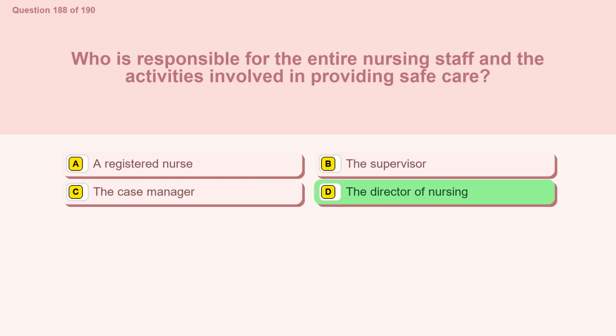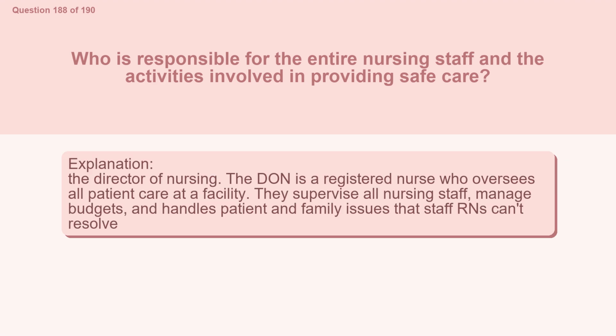The correct answer is Option D, the director of nursing. The DON is a registered nurse who oversees all patient care at a facility. They supervise all nursing staff, manage budgets, and handle patient and family issues that staff RNs can't resolve.